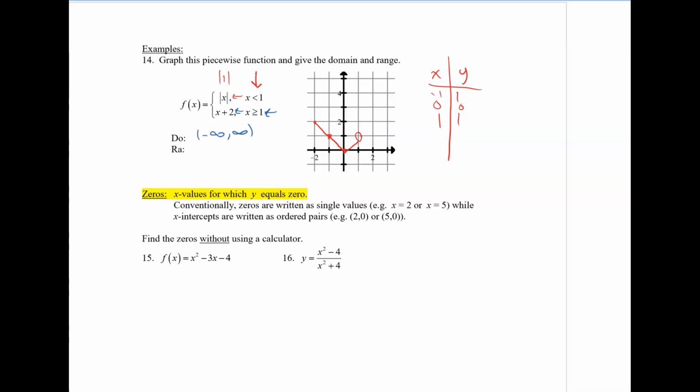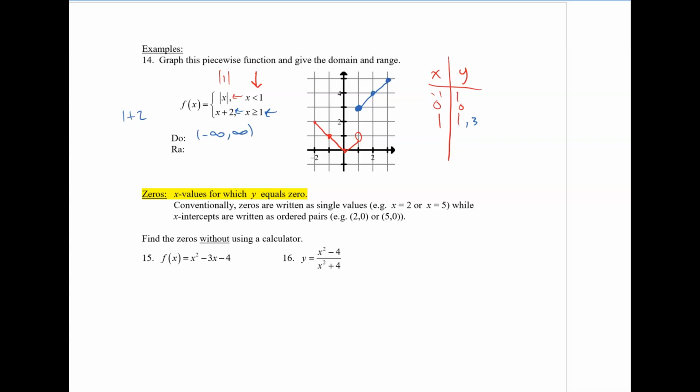As soon as I go greater than or equal to 1, I get x plus 2. So if I plug in 1 here, I get 1 plus 2, so that gives me 3. So at (1, 3), I get this point. And that's just going to be a straight line. Right, so I have my graph, and there is my piecewise graph.